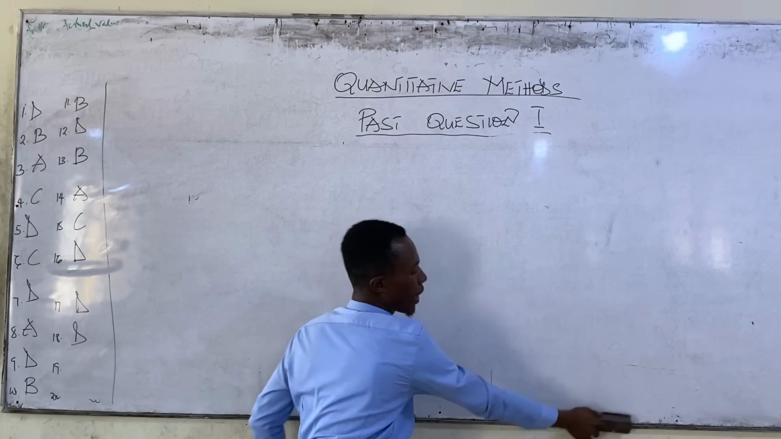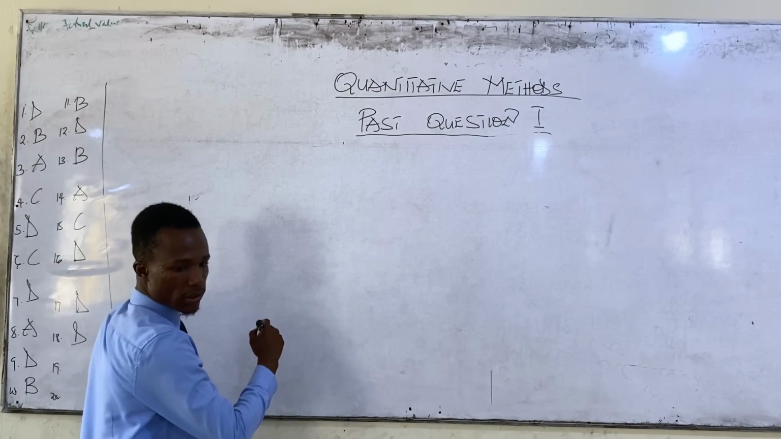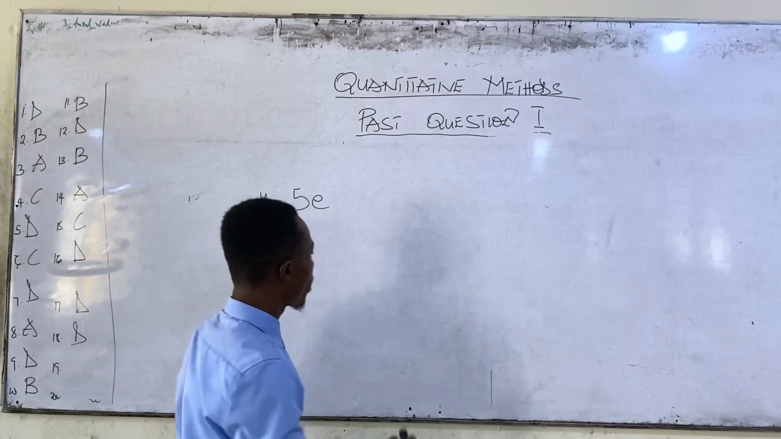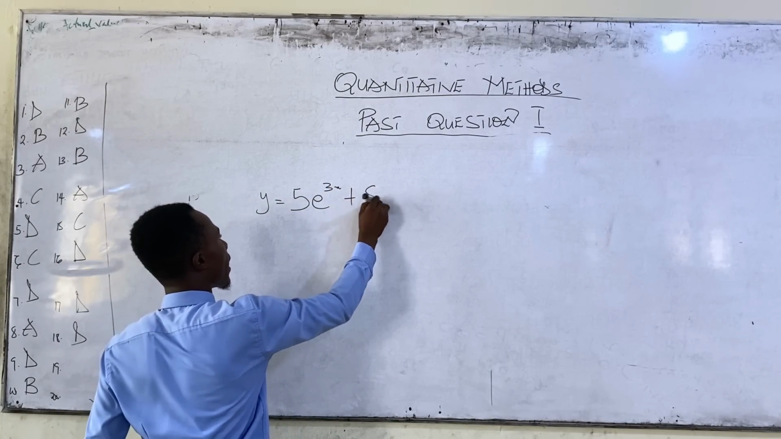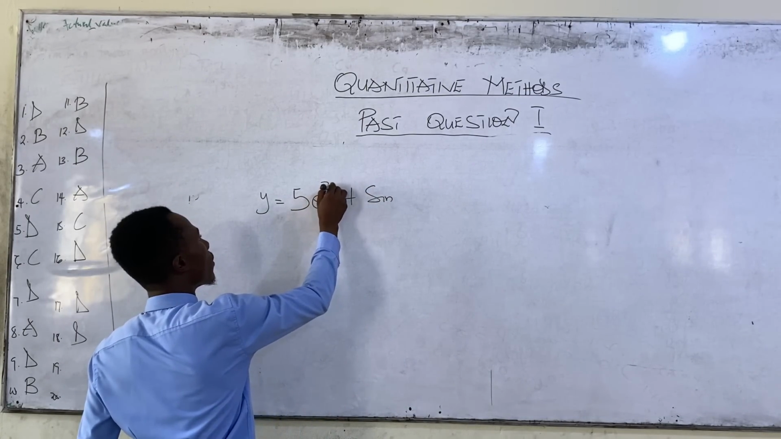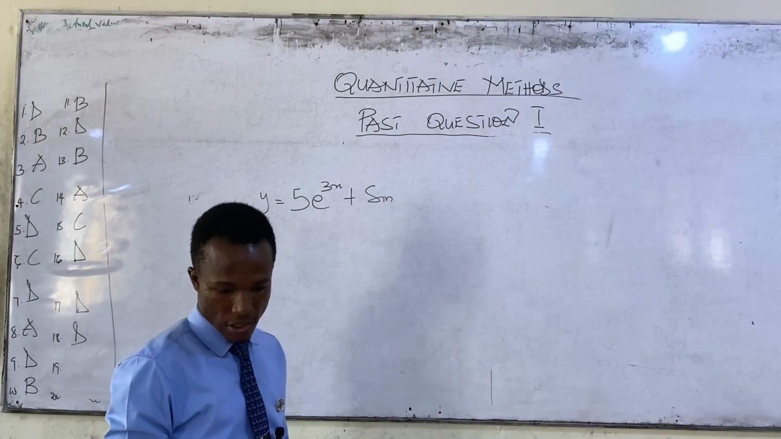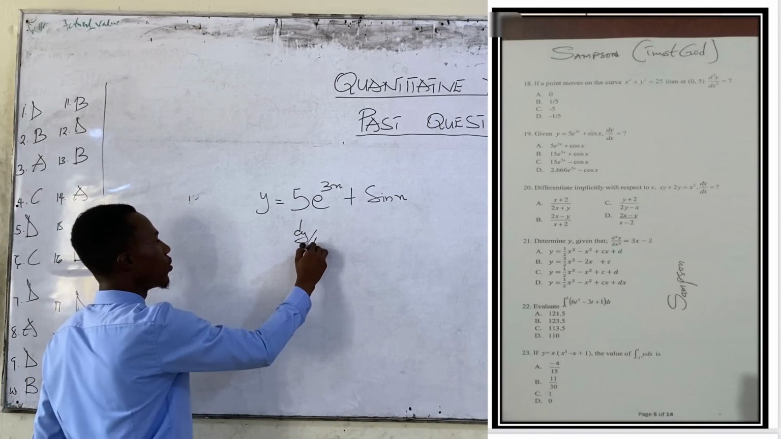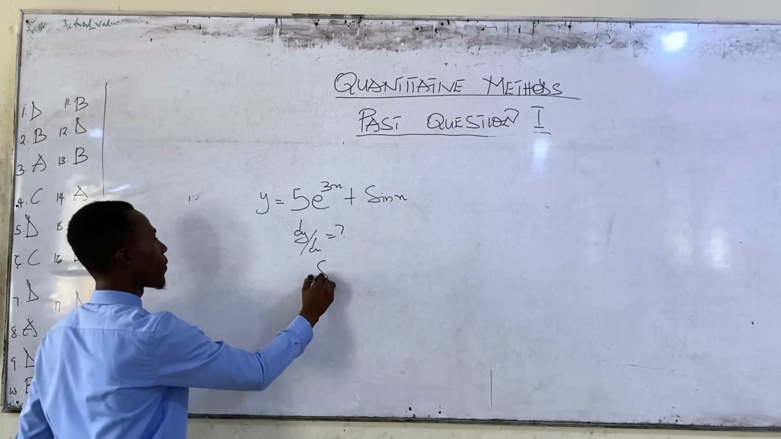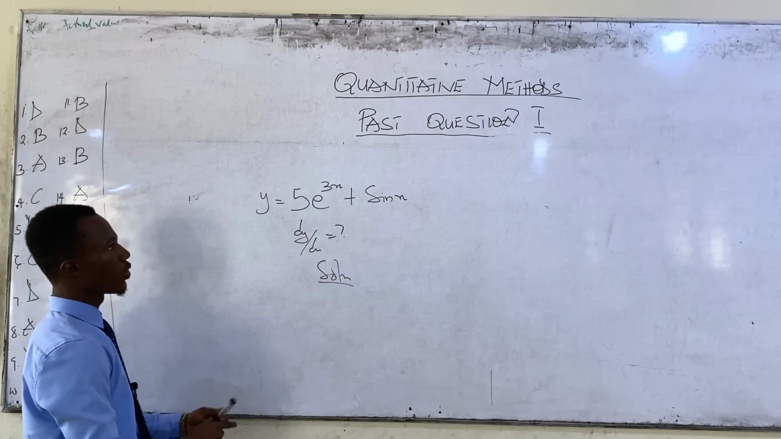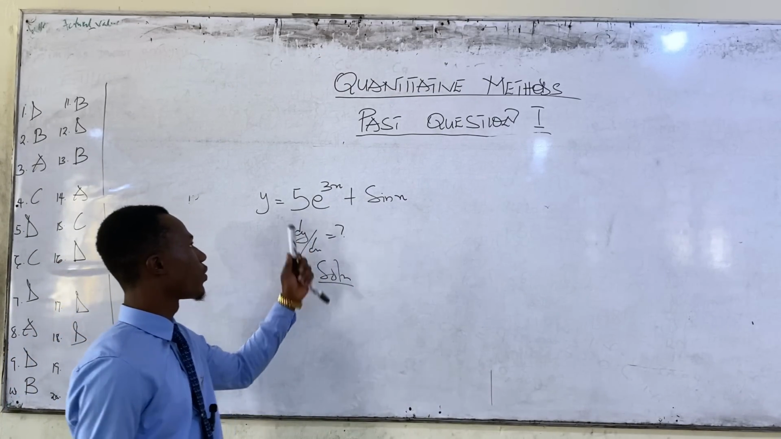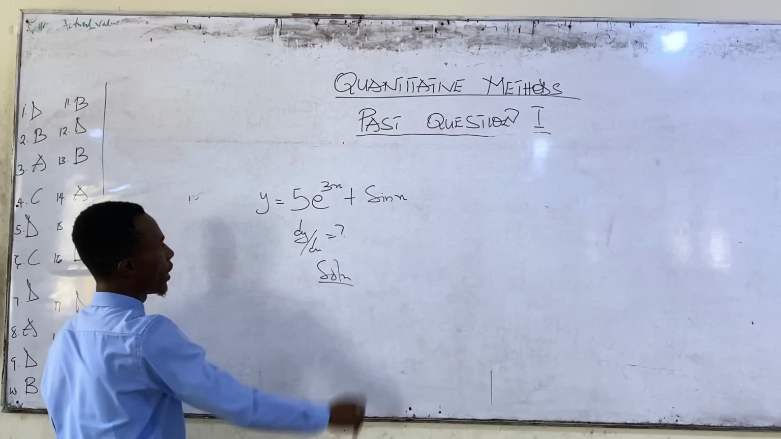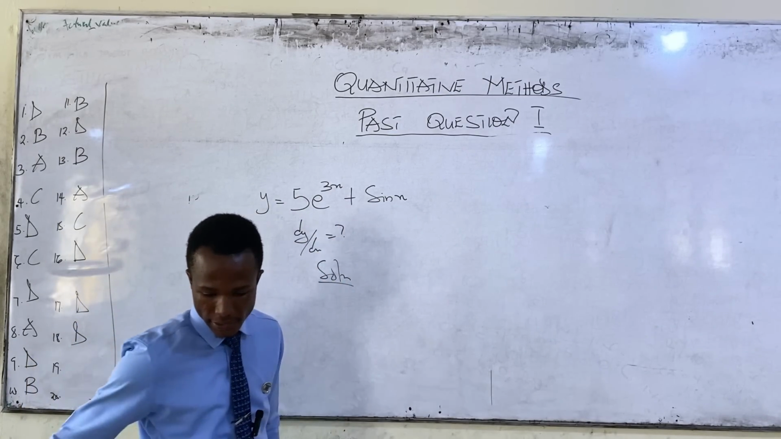Okay, so for question 19, given that y equals 5e exponent 3x plus sine x, you are to find dy/dx. So how do you calculate this? You just differentiate this and you multiply it by whatever you have here, and that is all. Then you differentiate this as well.